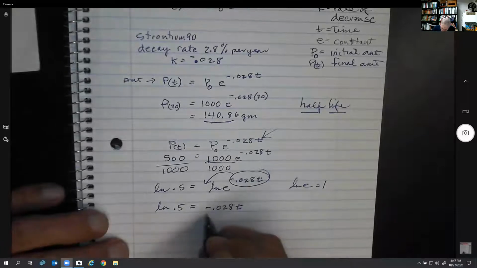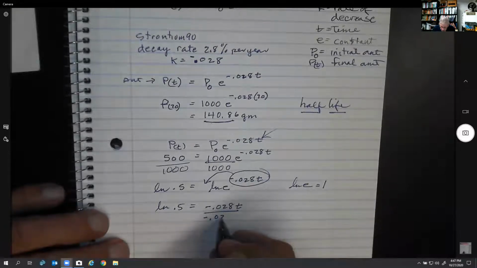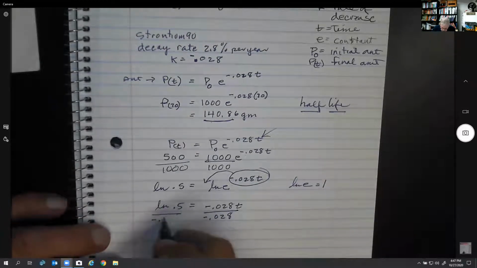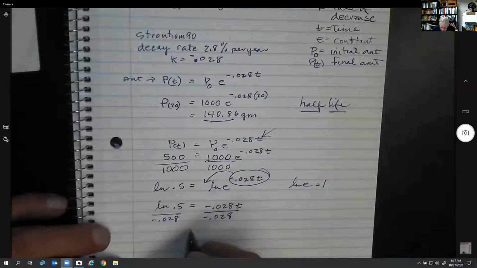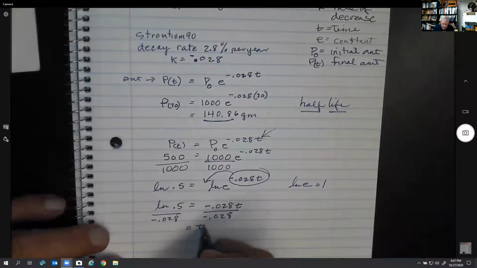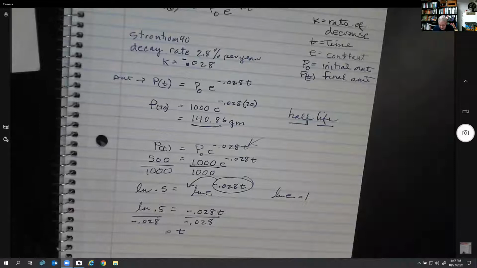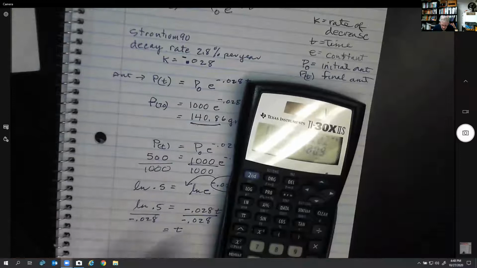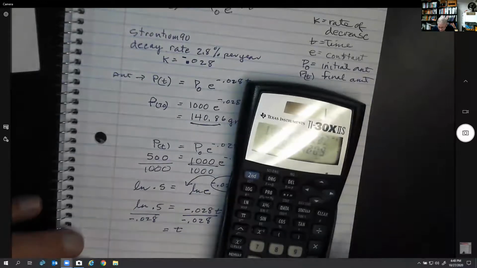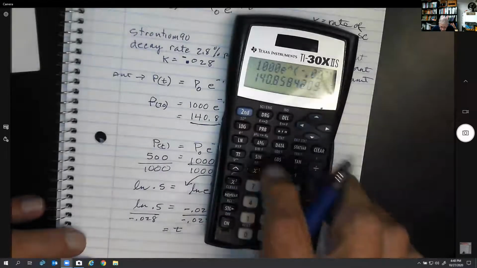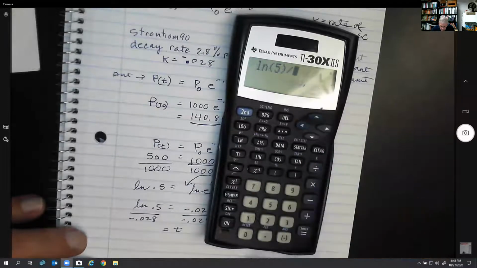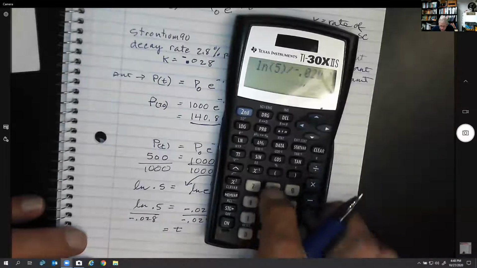So we're going to divide by the negative 0.028, or we could even just divide by a positive. It won't make that much difference. And this should give us how many years it took to decay down to 500. So it's going to be a negative number because we're decaying. So we're going to just put in ln 5 divided by a negative 0.028.